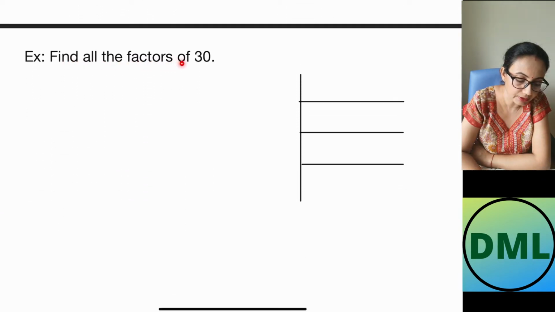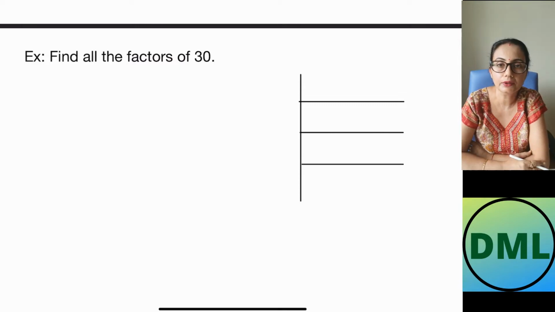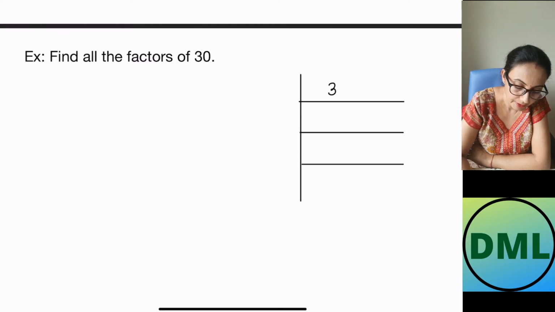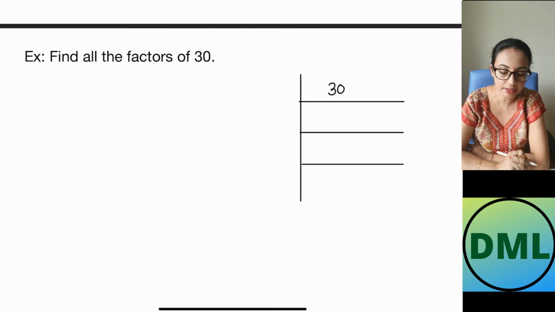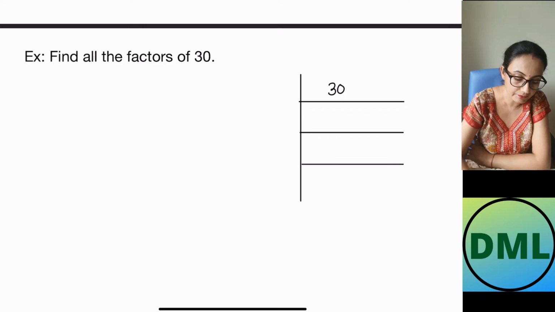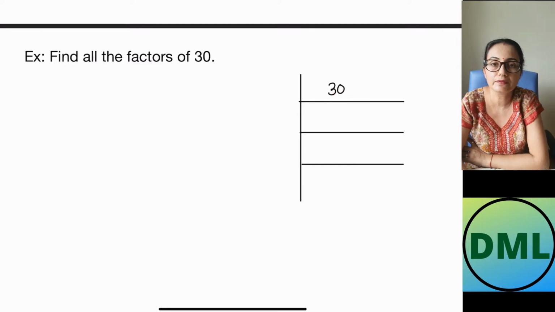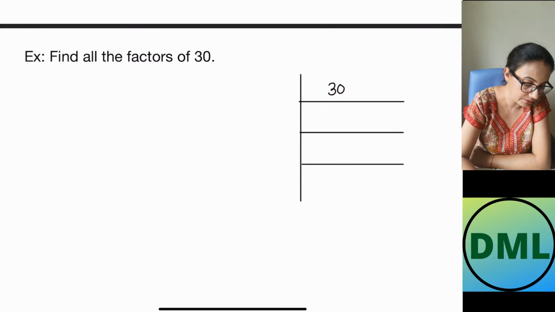Let's see one more example. Find all the factors of 30. Can you do it? Let's do it together. Where should I write 30? I should write 30 here in the box. Is 30 an even number? Yes, 30 is an even number because it ends with 0. So because this is an even number, it must be divisible by 2. Let's divide it by 2.